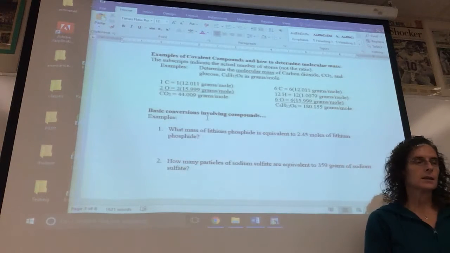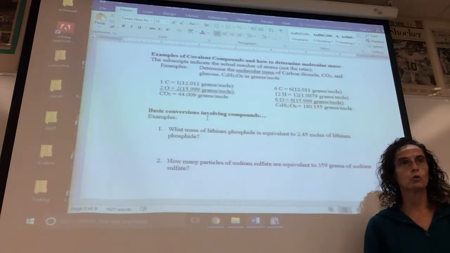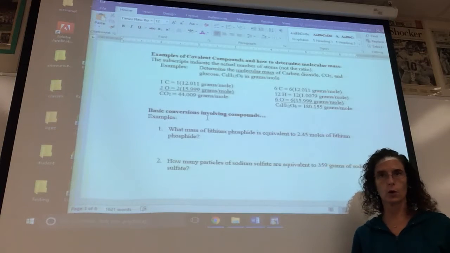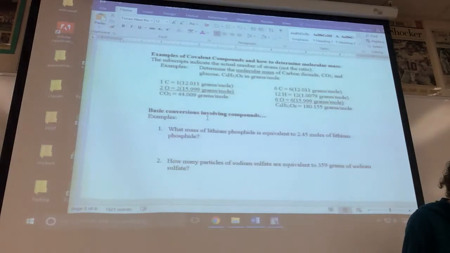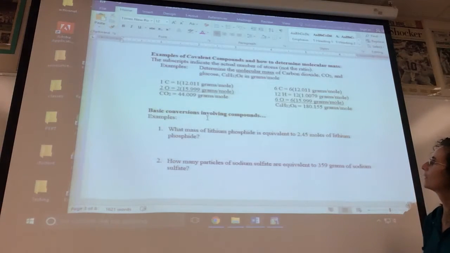Here the subscripts in a covalent compound indicate how many of each atom you really have. That's why you don't reduce for covalent compounds. If you have dinitrogen tetroxide, you have N2O4. You don't reduce it down for a covalent compound because the subscripts indicate how many of each you truly have.